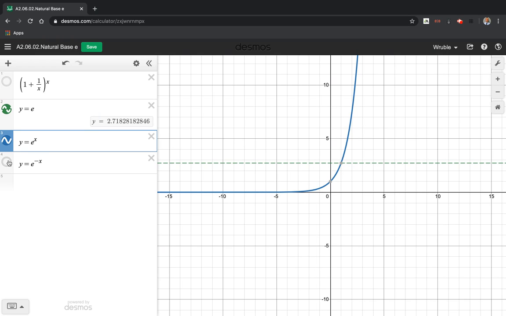Same thing if we look at the exponential decay function. That one also is going to cross at negative 1, 2.718. And they both intersect the graph at 0, 1.